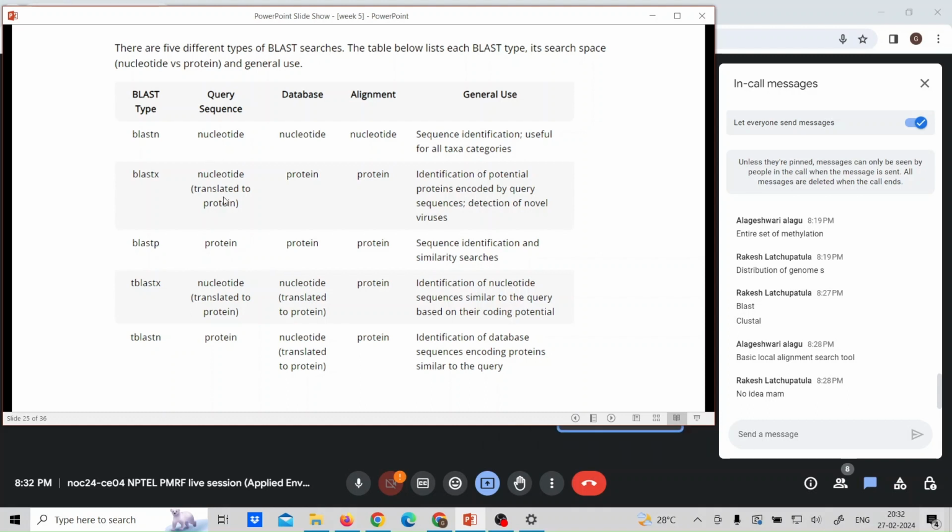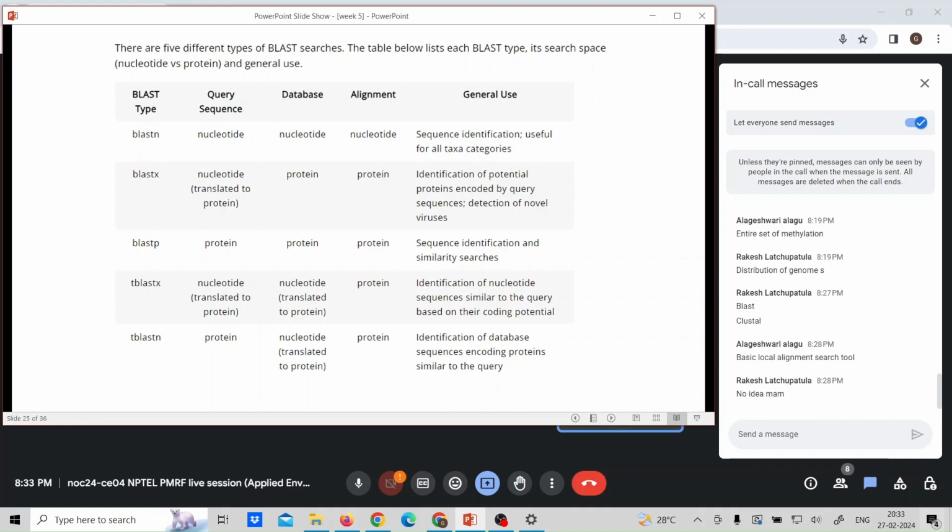So it's going to do the work, and it's going to compare my nucleotide sequence against a protein database that is present. It has converted it into a protein sequence, compares it with other protein sequences, and gives me the output. BLASTX is generally used for identification of potential proteins encoded by query sequences, or detection of novel viruses. So these are the general purposes of it.